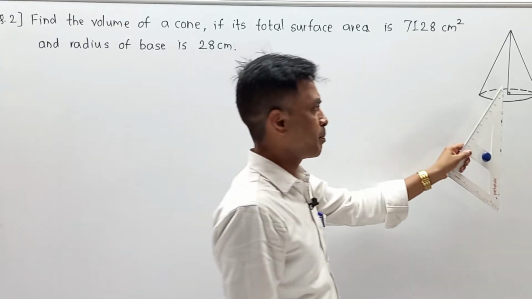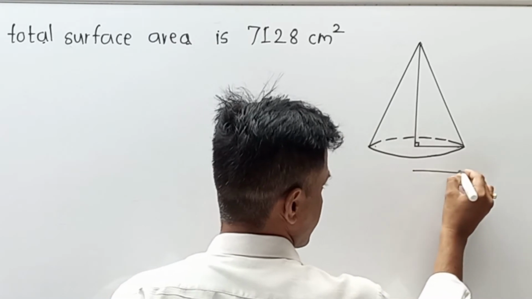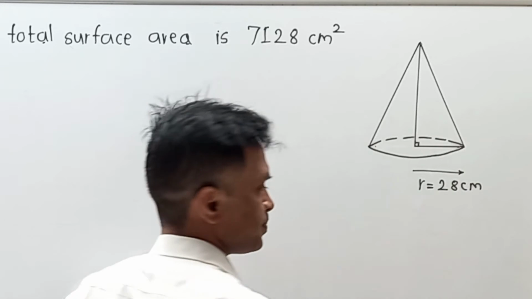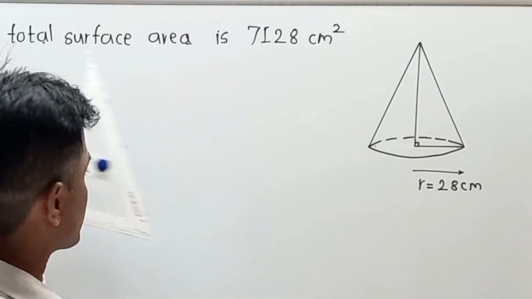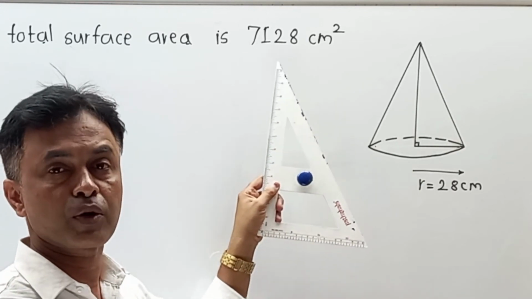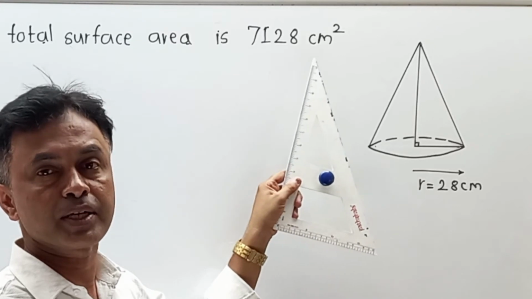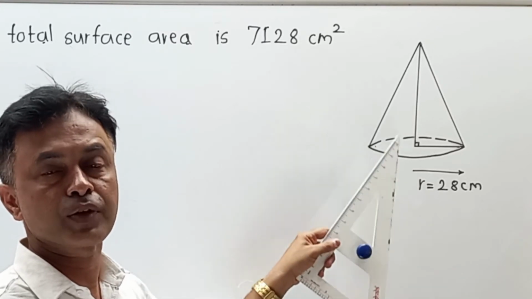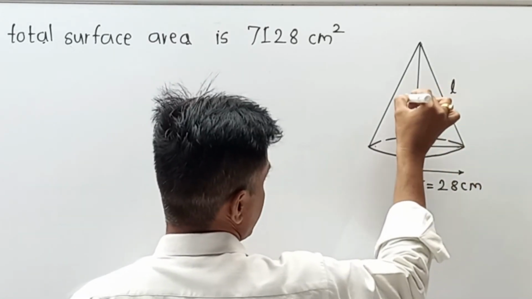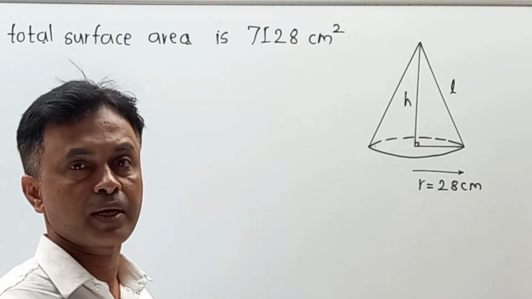If I explain the same in terms of a diagram, they have given us the base radius. This R, they have given us 28 centimeter. Also, they have given the total surface area for the cone. We know the formula for total surface area: pi r into bracket r plus L. Our first target is to find the slant height L. After that, our second target is to find the vertical height, and after that we will get all the calculation in terms of parameters.